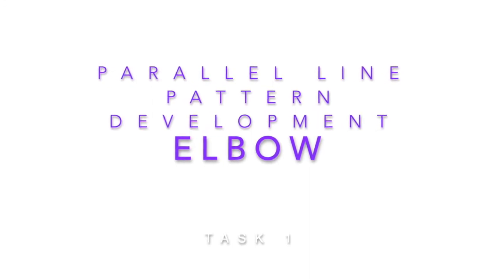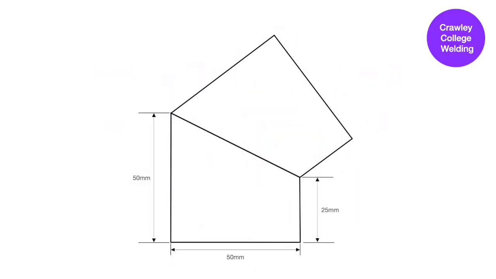Welcome to task number one of Crawley College's Parallel Line Pattern Development Programme. For this task, we are going to draw one pattern that will make both parts of this elbow.